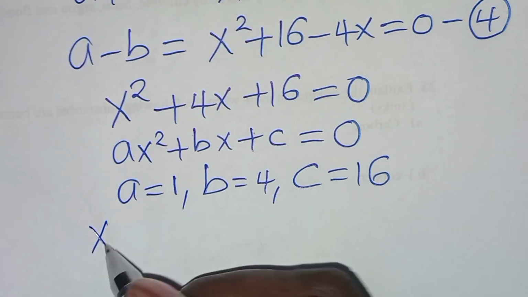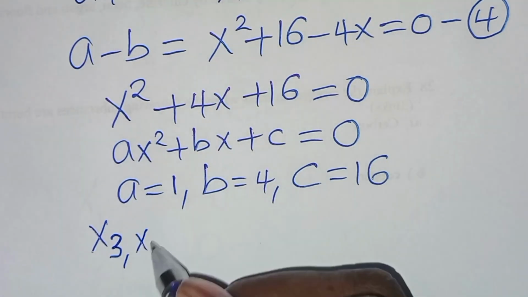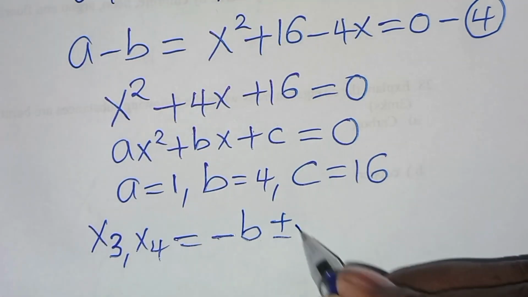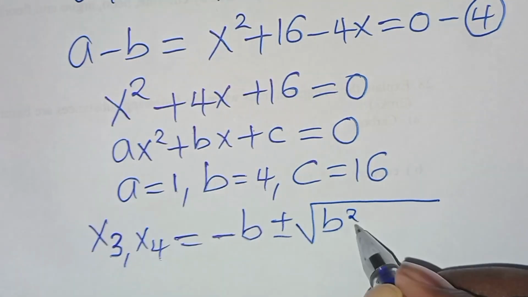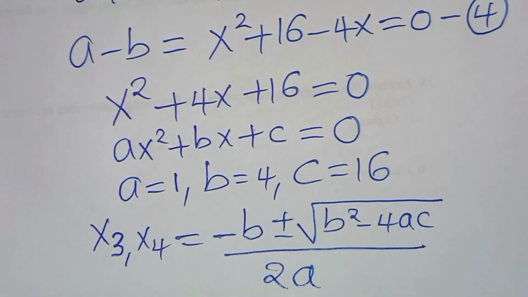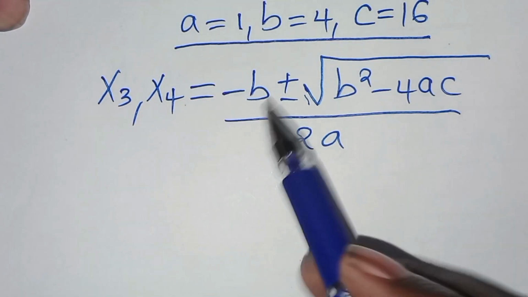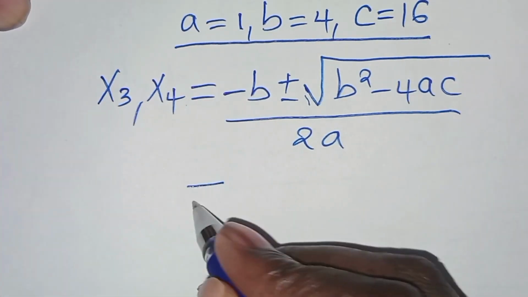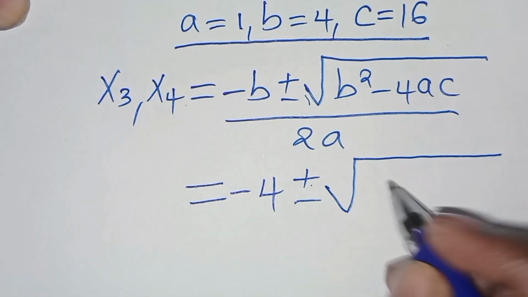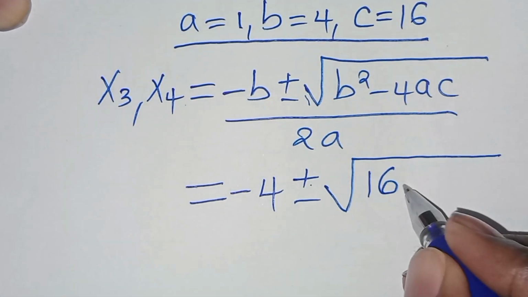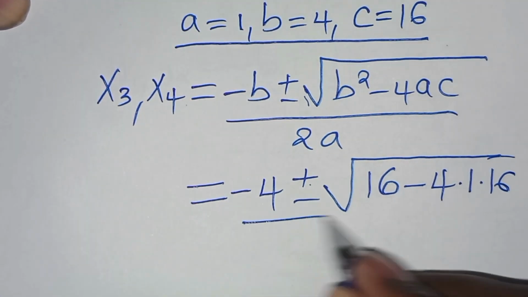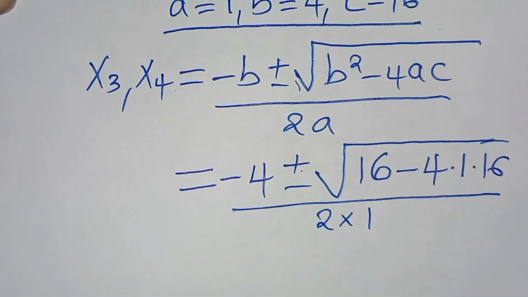To solve for x3, x4, we apply the quadratic formula, that's minus b plus or minus the square root of b squared minus 4 times a times c, all this divided by 2 times a. Now, substituting the values of a, b, and c, we have minus 4 plus or minus the square root of b squared, which is 4 squared, which is 16, then minus 4 times 1 times c, which is 16, all this divided by 2 times 1.